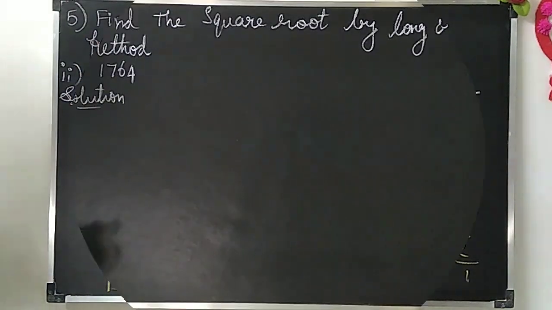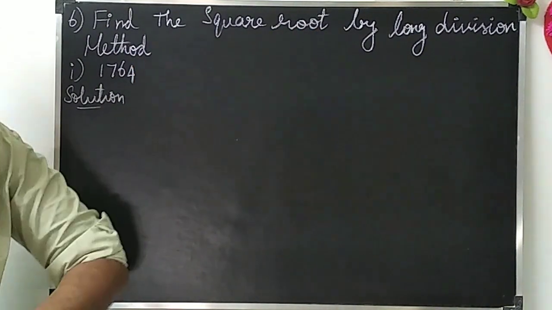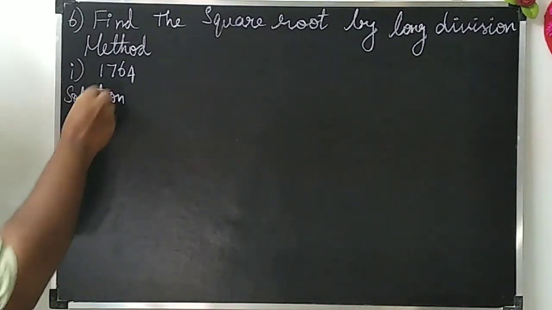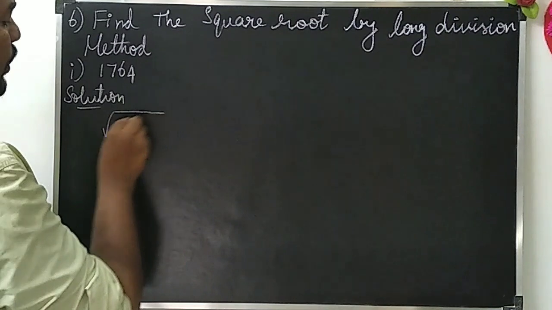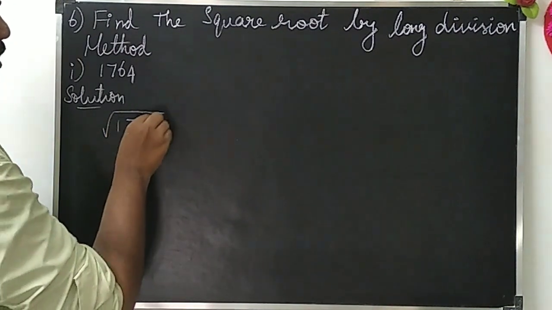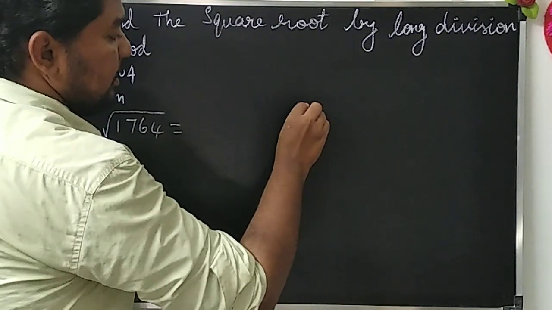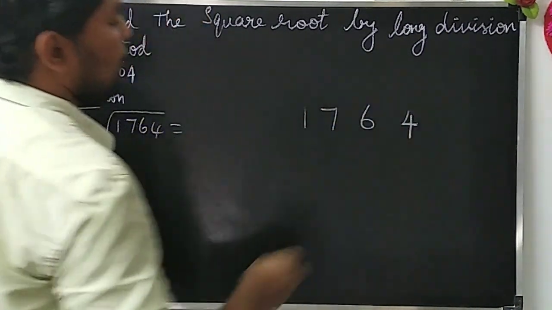Very easy concept. Now find the square root by long division method. It is also a very easy method. Don't worry, just listen. They have given the number 1764. They are asking the square root of 1764 using long division method. Okay. So write the given number 1764.